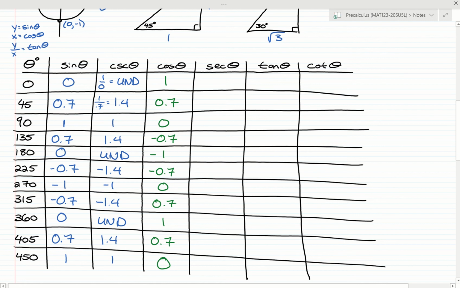Now let's take the reciprocals and get secant. Just like before, the reciprocal of 0 would be undefined. Reciprocal of 1 is just 1. Reciprocal of 0.7 is 1.4. Now we'll move on to tangent.